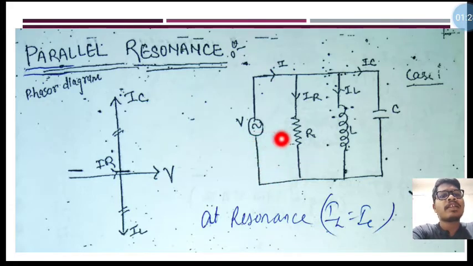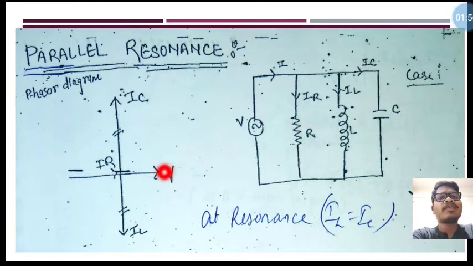At the resonance condition, the inductive current and the capacitive current are the same and they cancel each other, because when one discharges the other charges, and when one charges the other discharges. Like that they cancel each other. So only the resistance will be present at the resonance condition.